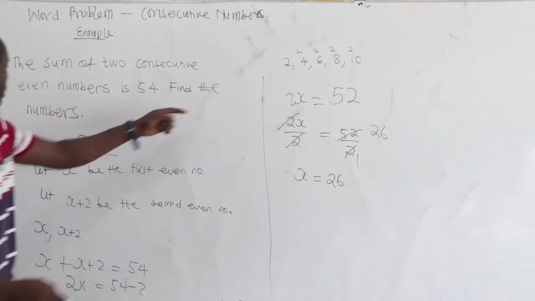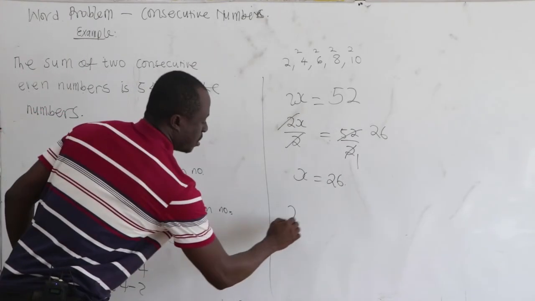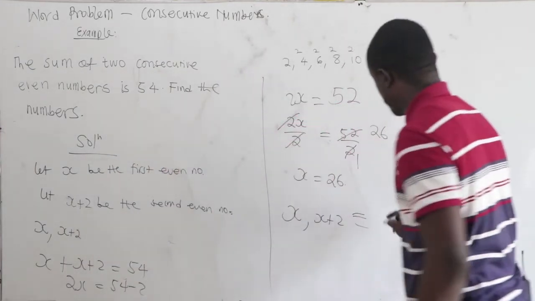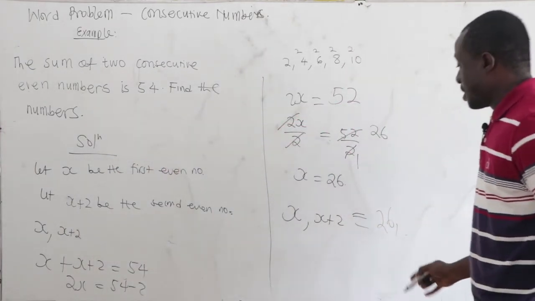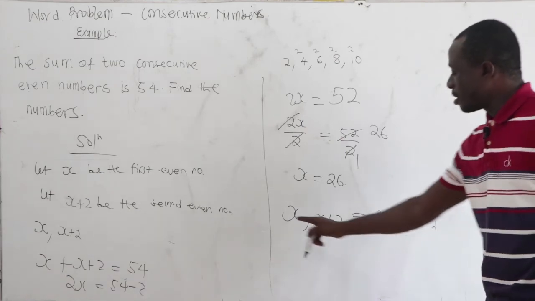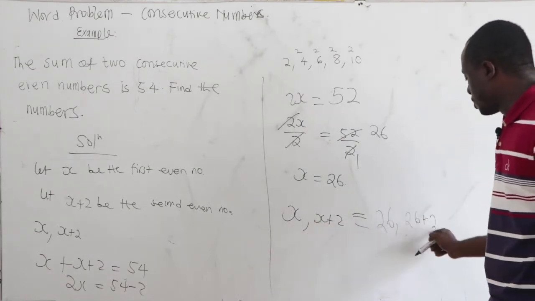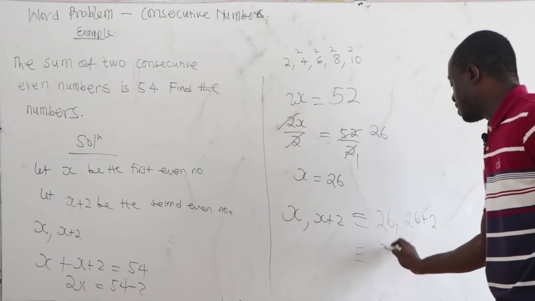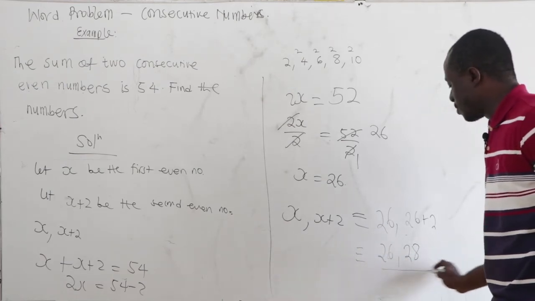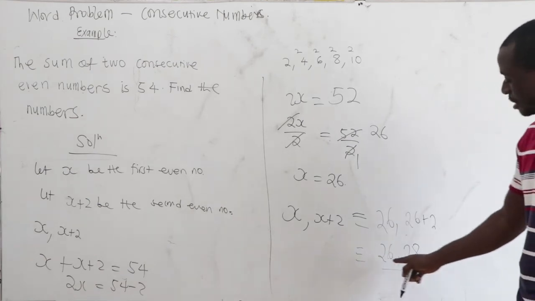The question is that we should find the numbers. The numbers are x and then x plus 2. So the first one is 26. And then the other one is 26 plus 2. And this is just 28. So these are the consecutive numbers. One follows the other. So that is 26 and 28.